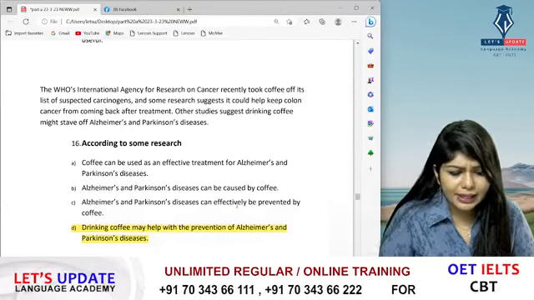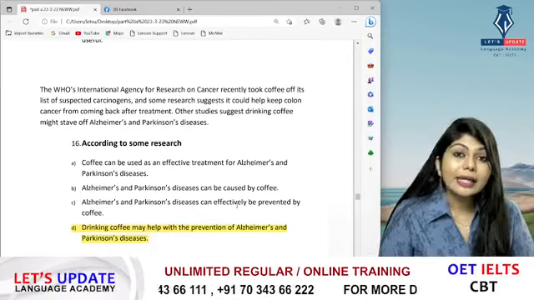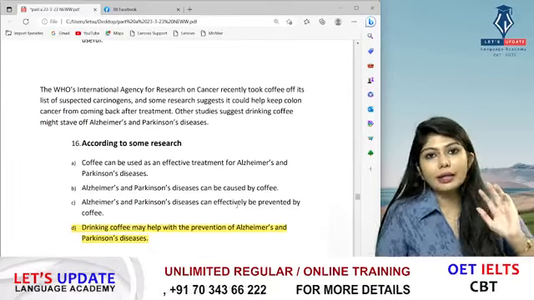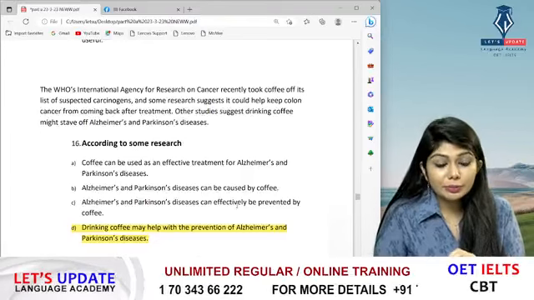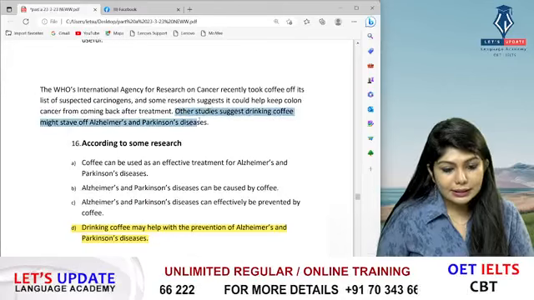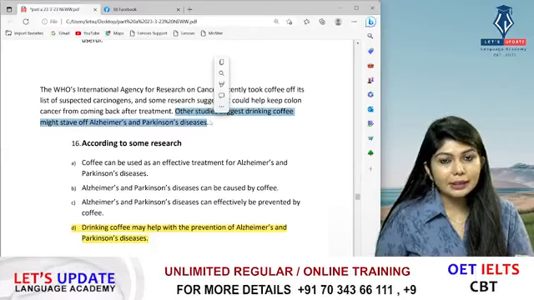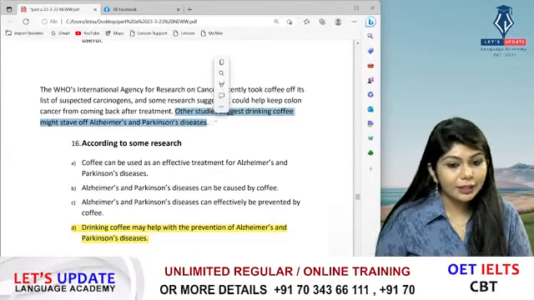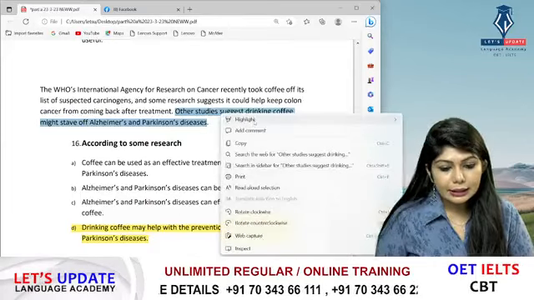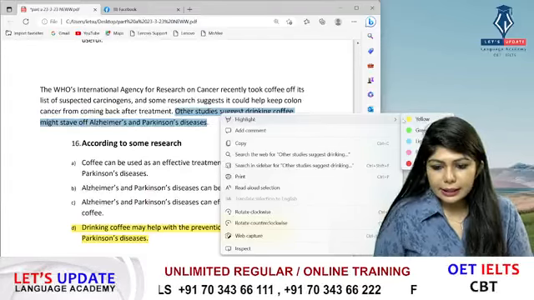Let's look at A. Coffee can be used as an effective treatment for Alzheimer's and Parkinson's. Okay, that is a confirmation statement. Option A is a confirmation. They are giving a confirmation that it can be used for the treatment, but no. In our paragraph, what is said is it might. It suggests that it might. Might is a probability. It's not a confirmation. And that is why you cannot take A for an answer. I'll just highlight that part.